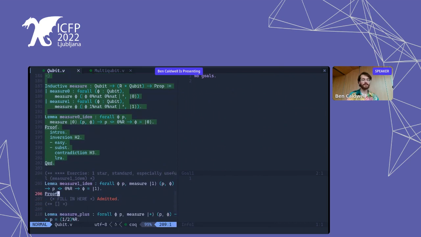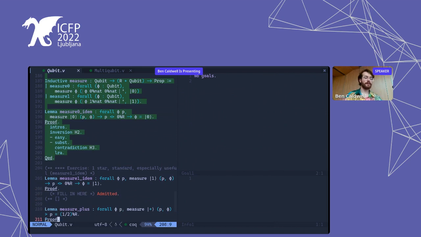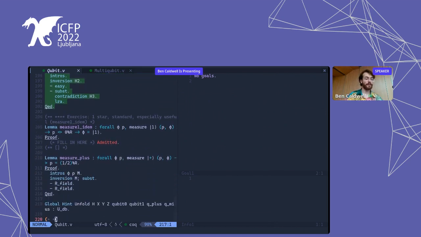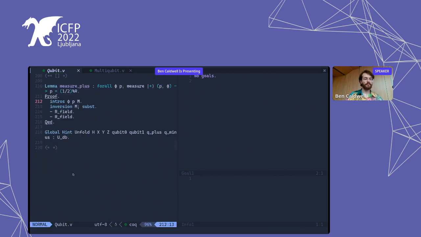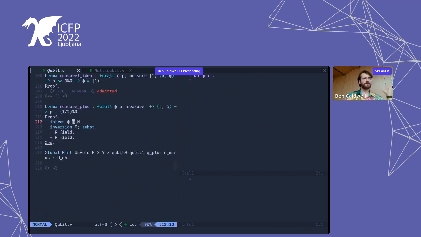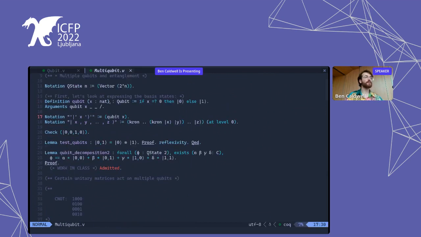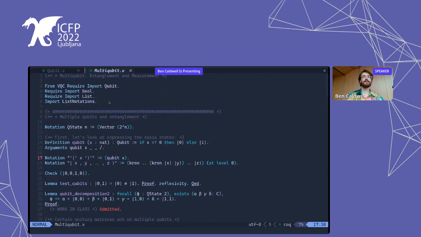Right, and so you get the same kind of statements for measuring 1 and measuring for plus, where you can guarantee the probability for plus. And so that is the end of the qubit. And we can look at multi-qubit, which is a much more interesting example. Working with just one qubit, you can't do very much.